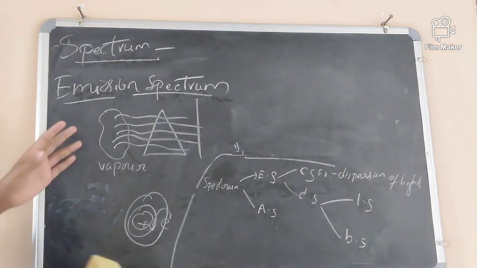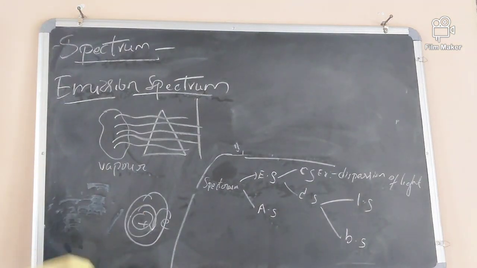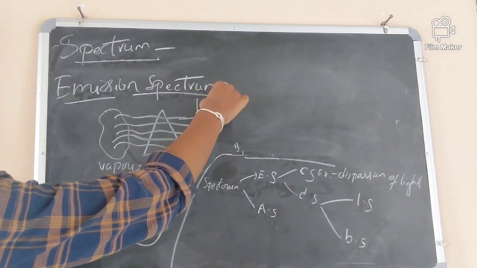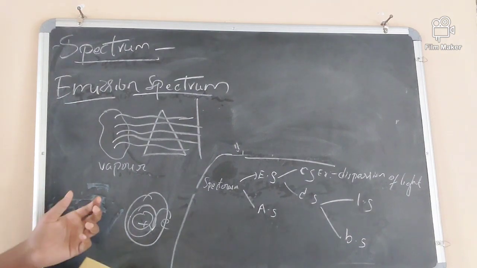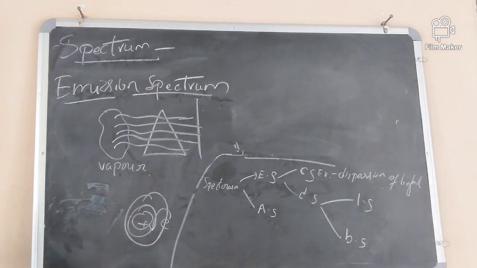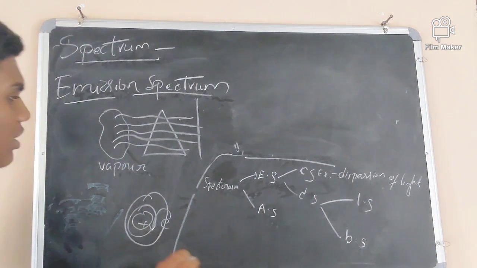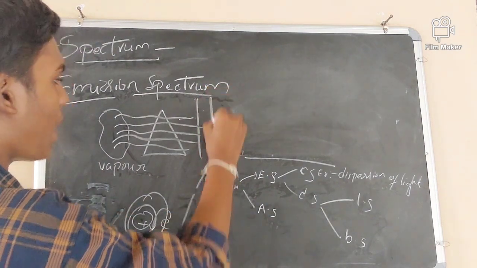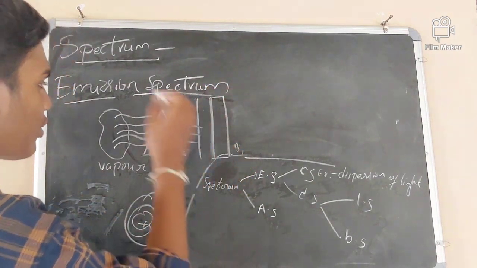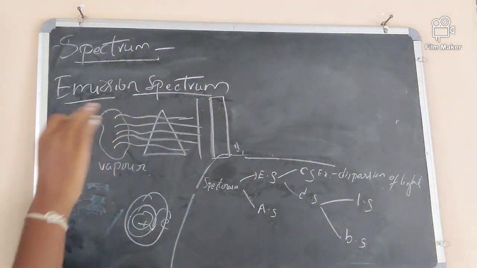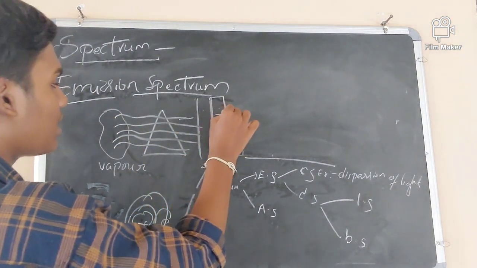So in the emission spectrum, the emitted energy is in the form of radiations, and this radiation will be observed in the spectroscope. And how do the spectrums look? Bright lights on the dark background. Here we have to take the dark background. In the spectroscope, the background is dark and the bright light will appear.